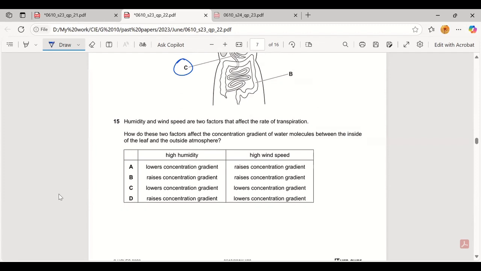Humidity and wind speed are 2 factors that affect the rate of transpiration. How does these 2 factors affect the concentration gradient of water molecules between the inside of the leaf and the outside atmosphere? طبعا هو هنا بيقول concentration of water molecules because it's transpiration. بيقصدوا بيها طبعا water vapor. I will ask Anud.